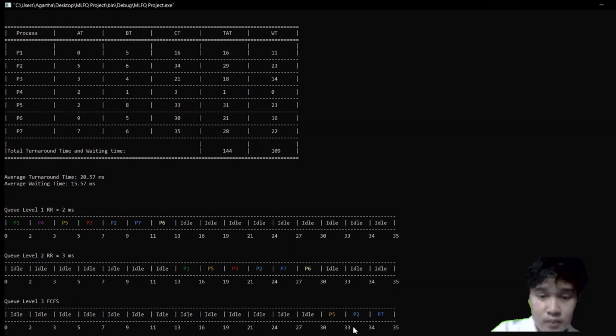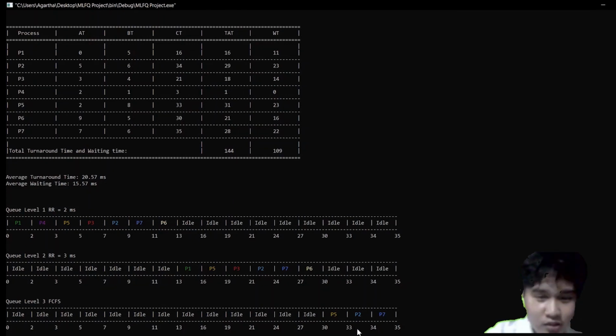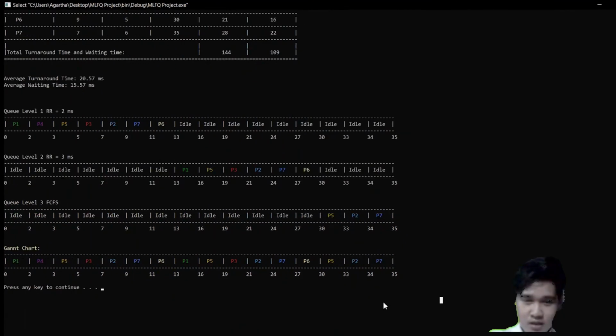So P5 completed its remaining time. At time 33 milliseconds, P2 was ready to execute and P2 ended at 34 milliseconds. So P2 completed its burst time. So at time 34 milliseconds, P7 was ready to execute and completed its burst time and ended at 35 milliseconds.